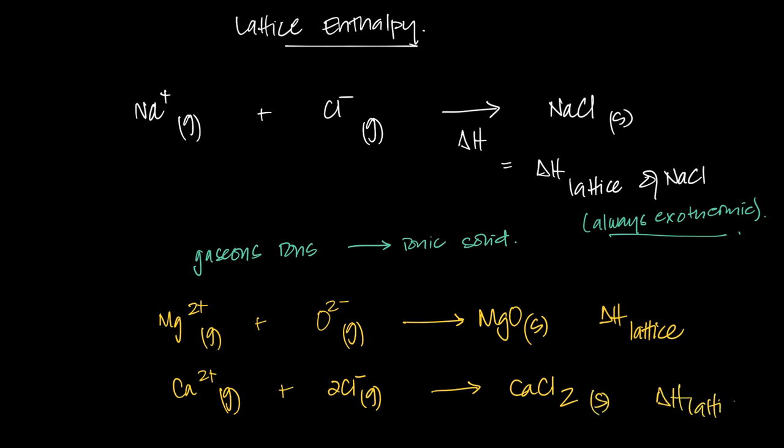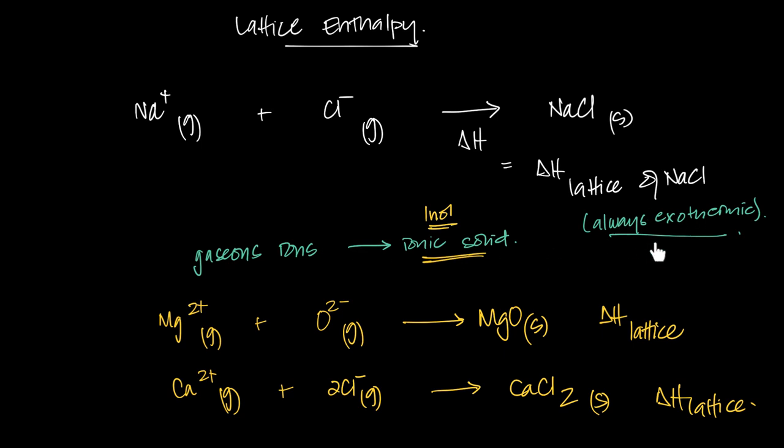Now, by definition, you need to know the term. So what is lattice enthalpy? It is the enthalpy change when you make 1 mole of solid ionic lattice from its constituent gaseous ions. Constituent meaning the atoms being ionized. So the idea is that it's the enthalpy change when you make 1 mole of ionic solid from its gaseous ions.